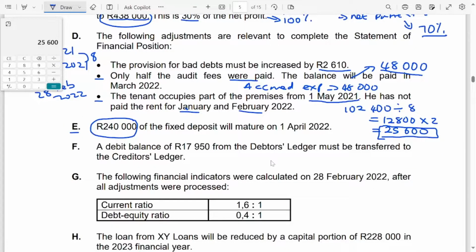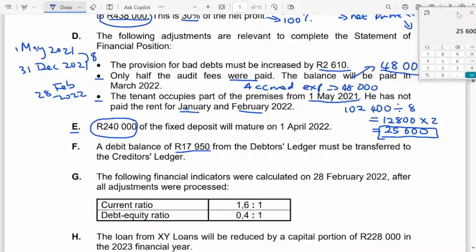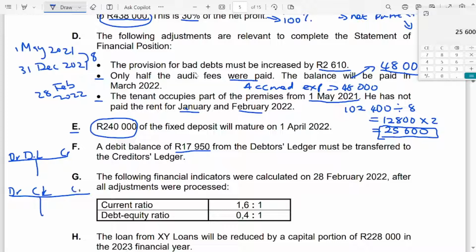F. A debit balance of 17,950 from a debtor's ledger must be transferred to the creditor's ledger. Now, this is a debit balance in the debtor's ledger, meaning that it's on this side. And then this is the creditor's ledger, debit side and credit side. If we want to transfer it to the creditor's ledger, we must first credit it first. Then now we can transfer it to the creditor's ledger.